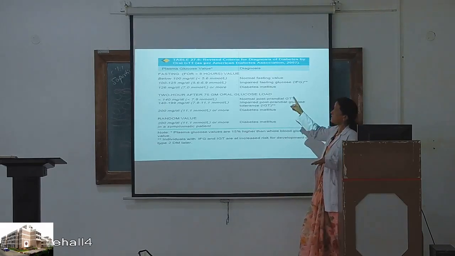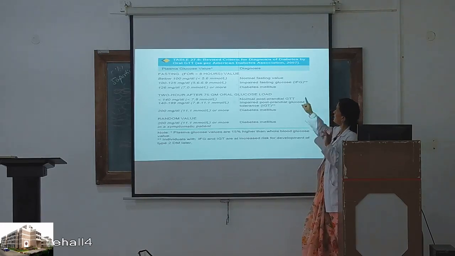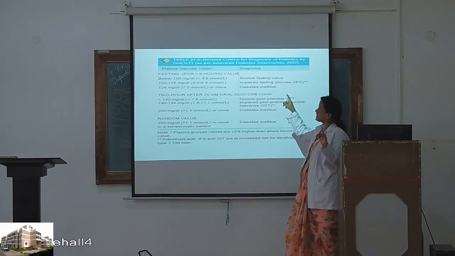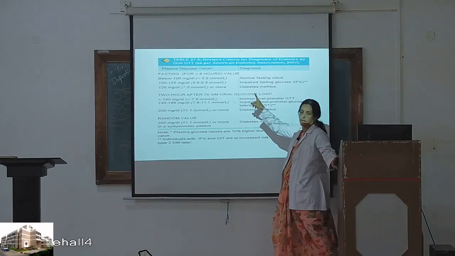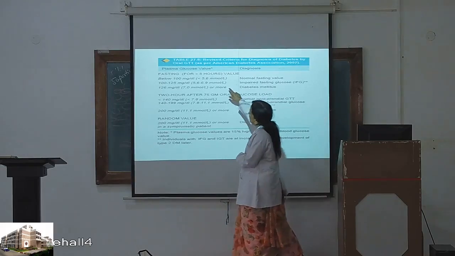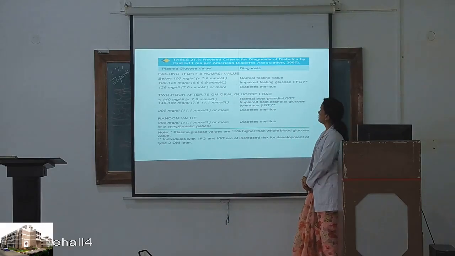So it's a revised criteria, please remember, for diagnosis of diabetes mellitus by oral GTT as per the American Diabetes Association. So fasting blood glucose, that is for more than 8 hours fasting. If it is below 100 milligrams, that is normal.